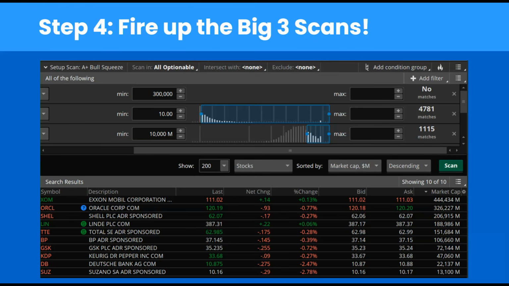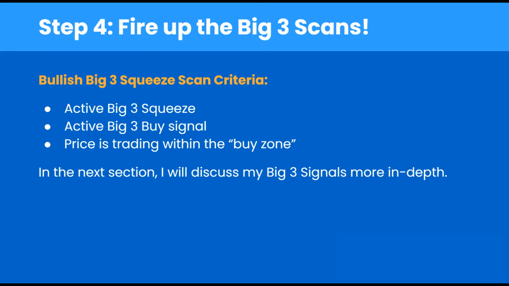And then step 4 is I fire up my big 3 scans. The only thing I want to focus on and trade is my big 3 squeeze. So I fire up the scans and say I'm looking to get long. We're looking for bullish trades. What we're scanning for is an active big 3 squeeze, an active big 3 buy signal, and I've got to make sure price is trading right within my buy zone. So in the next section here, we'll talk more about my big 3 signals.